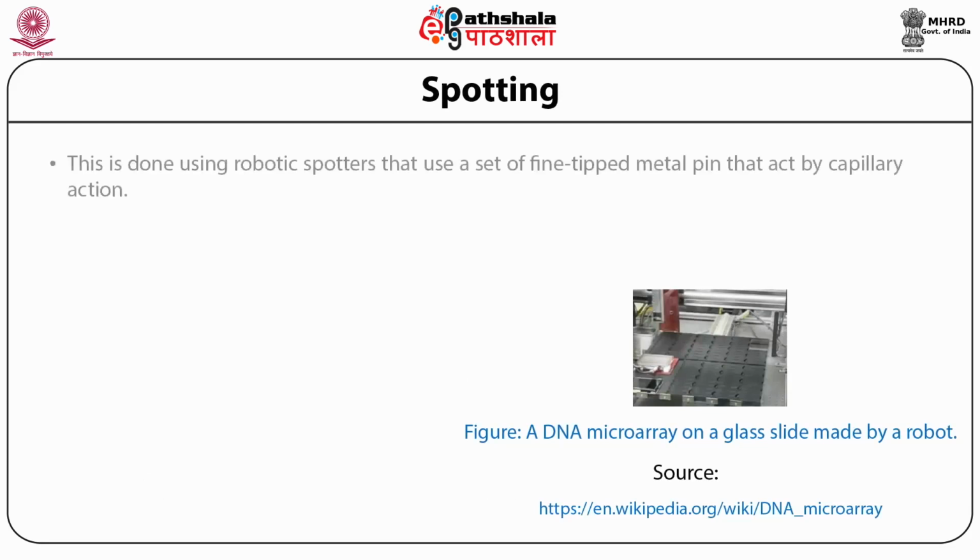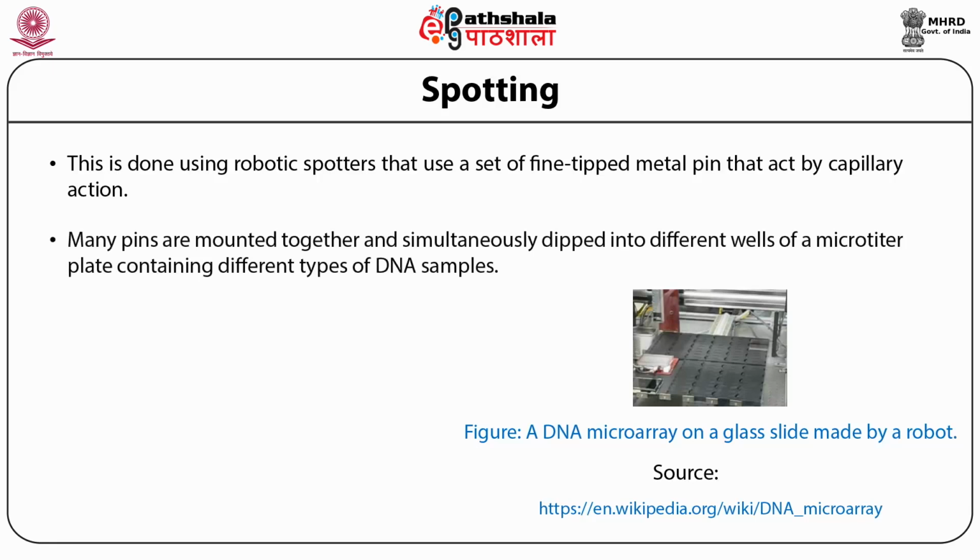Spotting. This is done using robotic spotters that use a set of fine-tipped metal pins that act by capillary action. Many pins are mounted together and simultaneously dipped into different wells of a microtiter plate containing different types of DNA samples. The DNA is amplified from cDNA or genomic DNA through PCR.